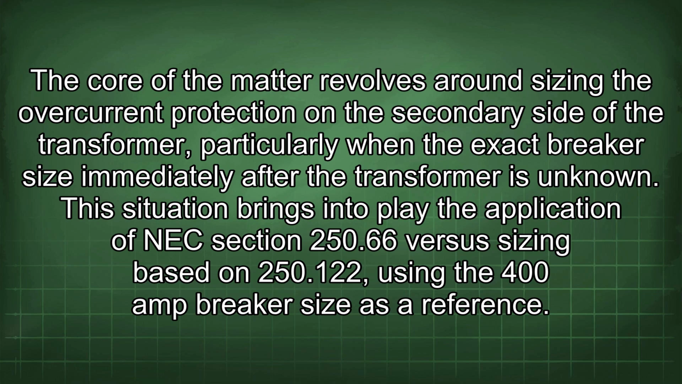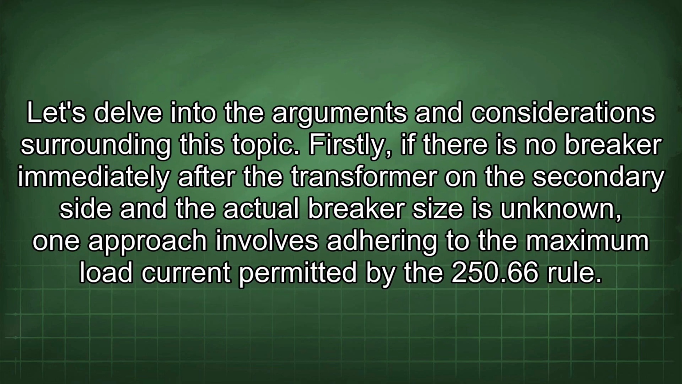The core of the matter revolves around sizing the overcurrent protection on the secondary side of the transformer, particularly when the exact breaker size immediately after the transformer is unknown. This situation brings into play the application of NEC section 250.66 versus sizing based on 250.122, using the 400 amp breaker size as a reference. Let's delve into the arguments and considerations surrounding this topic.